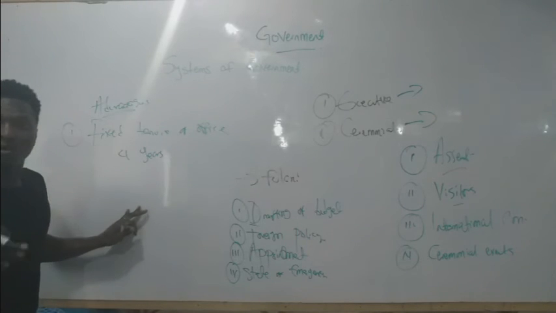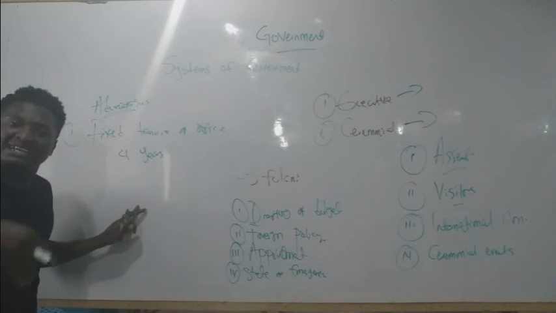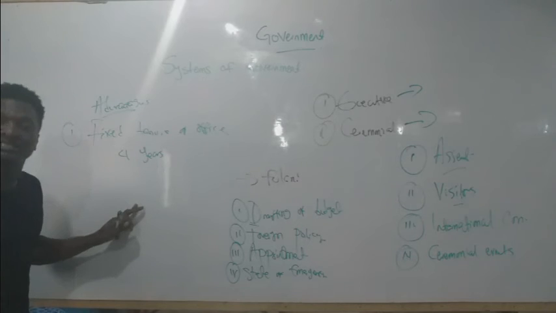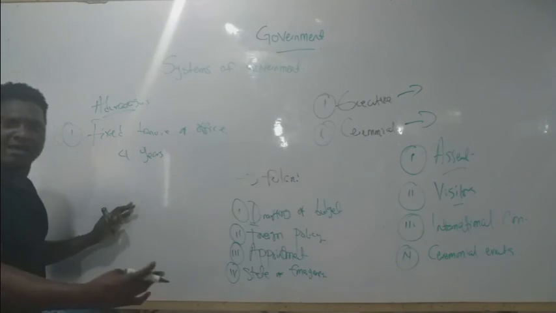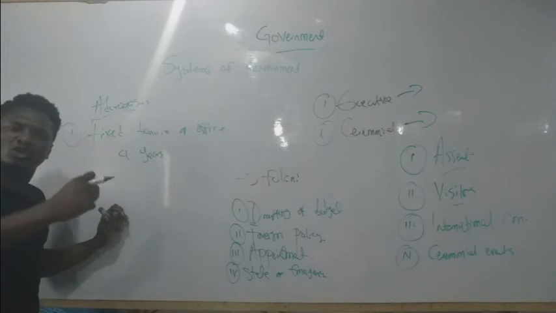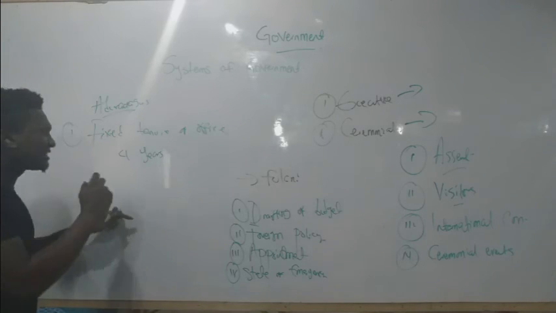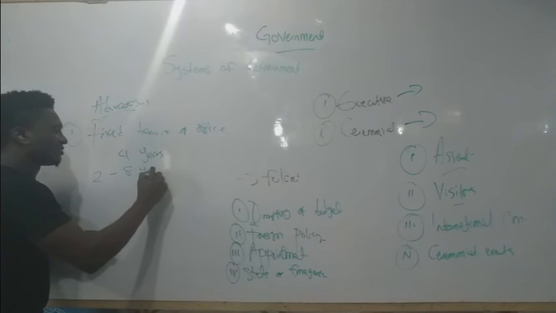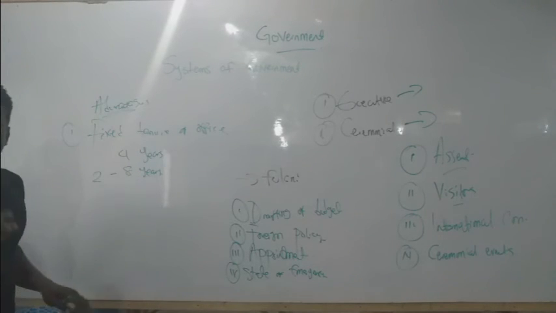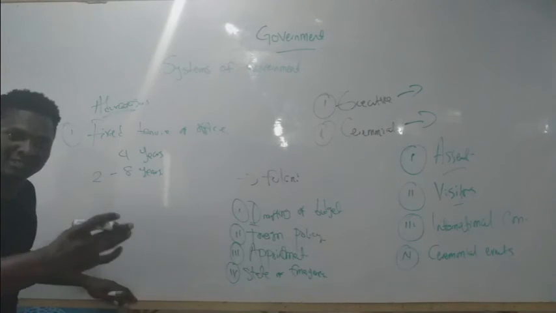But then, a president can go for another tenure at the expiration of the previous one, making it 2 tenures of 8 years, and you cannot go above that.